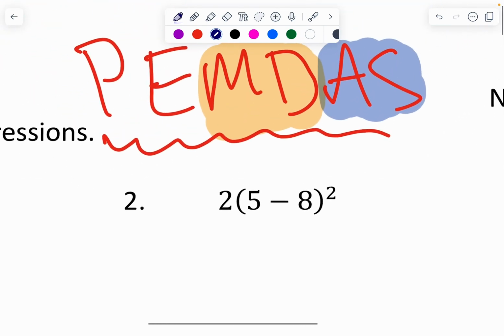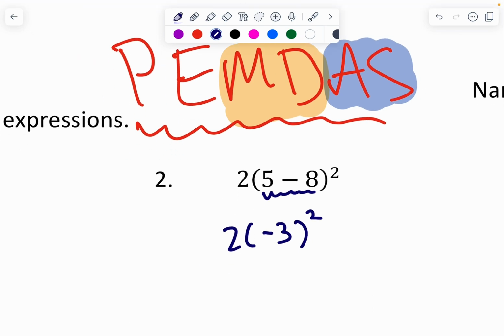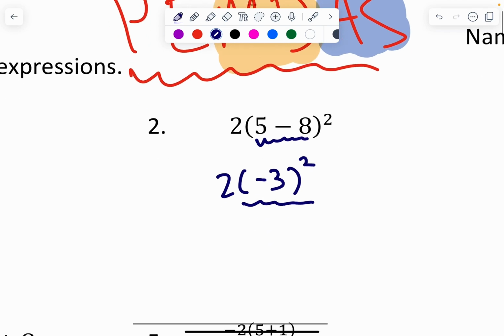Now we actually have parentheses. So the P, parentheses, means do stuff inside the parentheses. Everything else stays the same, but 5 minus 8 is -3. Now after parentheses, even though this problem still has parentheses, there's nothing to do inside of them. Now we have both exponents and multiplication. Multiplication is not the first thing here, it's exponents. So -3 squared means -3 times -3, which is +9. Then you're going to multiply 2 times 9, which gives you 18.